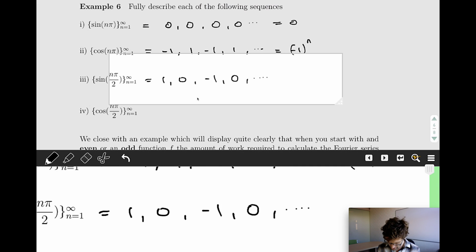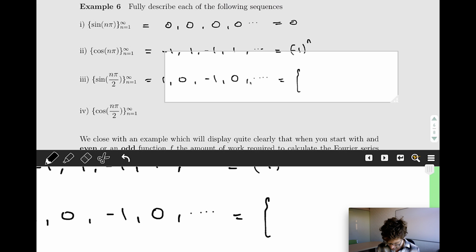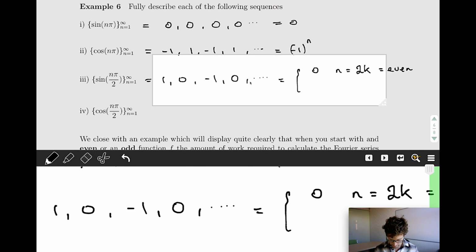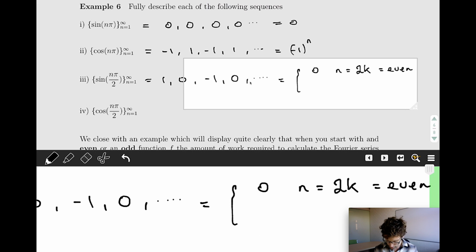So how do I write this down? Well, you see that every single even value of n here ends up giving me 0. So I can write this as 0 for n equal to an even number, and I'm going to use the shorthand notation n equals 2k. So if I choose k equal to 1, 2, 3, 4, 5, whatever I like, then 2k is always going to be even. What about n equal to an odd number? Well, I'm going to write that as n equals 2k plus 1.